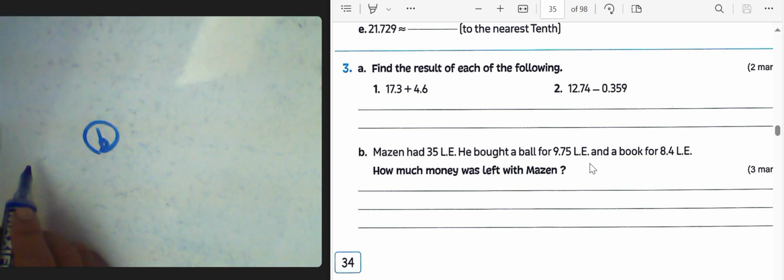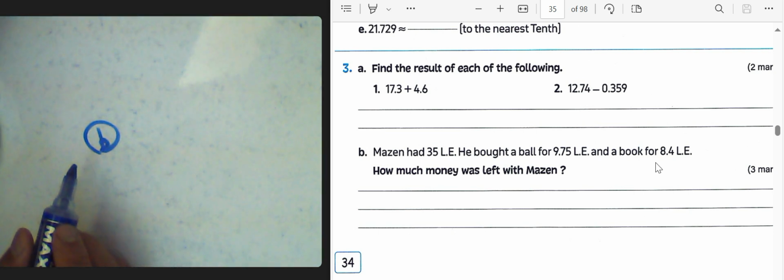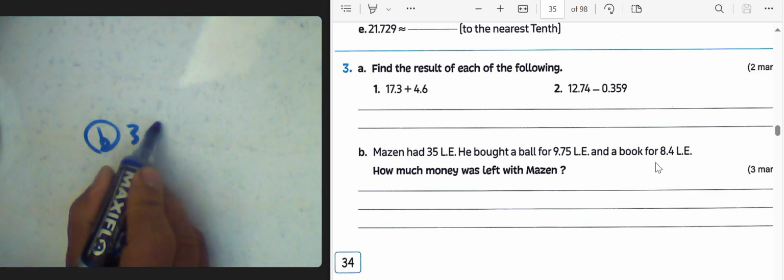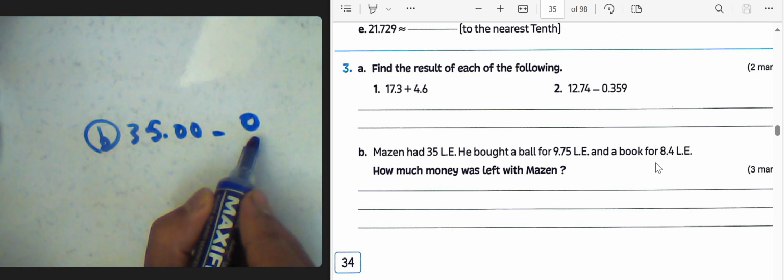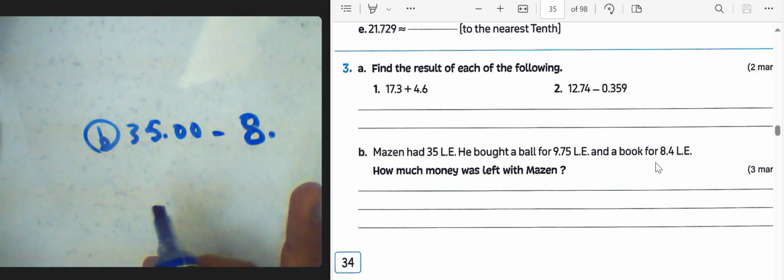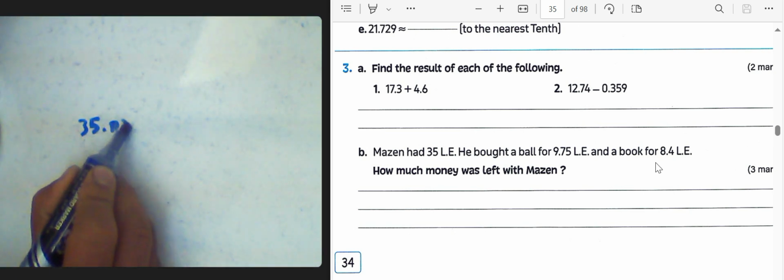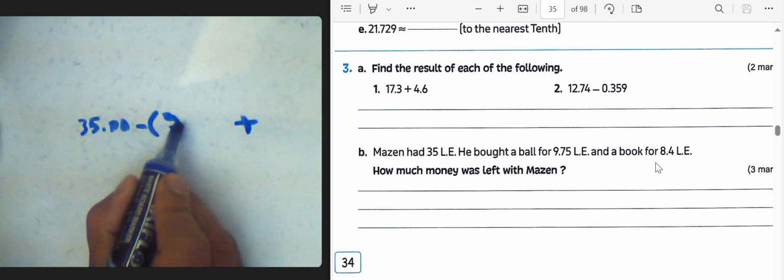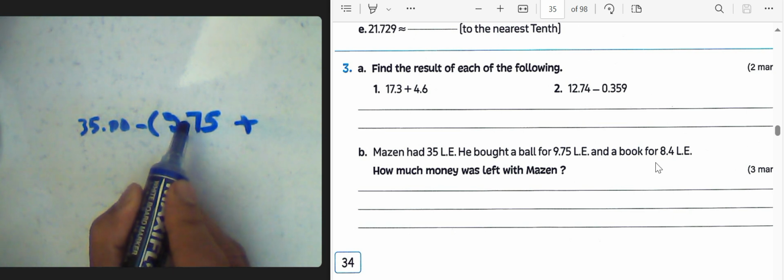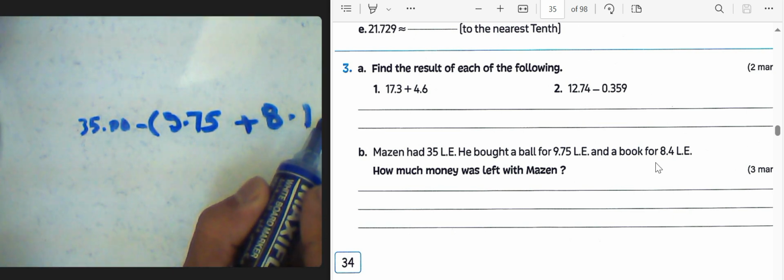Question letter B. Mazen had 35 Egyptian lira. He bought a ball for 9 and 75 hundredths Egyptian lira and a book for 8 and 4 tenths Egyptian lira. How much money was left with him? We want to find the remainder. 35 subtracted by 8 and 4. He bought two things here. So the total, 35 subtracted by two numbers. First of all, the price of the ball, 9 and 75 hundredths, and the price of the book, 8 and 4 tenths.